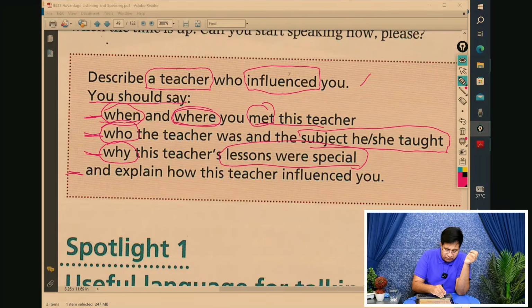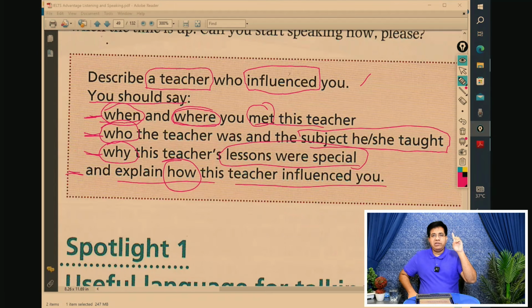And finally, explain how this teacher influenced you. Now explain how, the method or manner, this teacher influenced you. First of all, this teacher influenced me in the way he talked. I learned a lot about communication skills from him. In fact, when I became a teacher, I copied him. I copied his style.